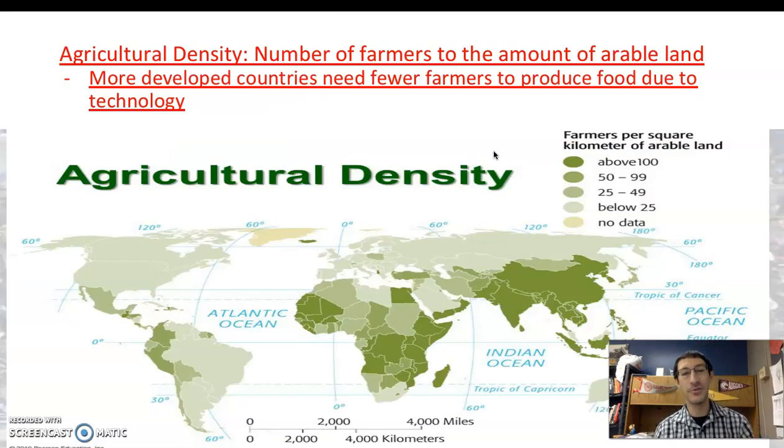So when we talk about agricultural density, this is the number of farmers to the amount of arable land. So how many farmers do we have per square mile, square kilometer, whatever ranges we're using here, but just on the amount of land that we can actually practice agriculture on. So more developed countries need fewer farmers, remember, to produce food due to technology, because we have better access to technology, better access to resources, things of that nature, so that we can grow more food with fewer people as a result of said technology. So again, the United States, very small.